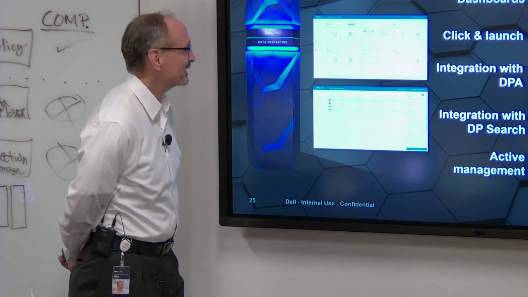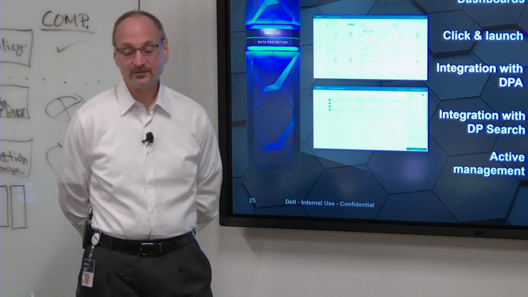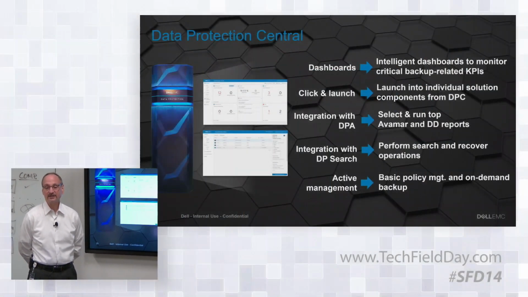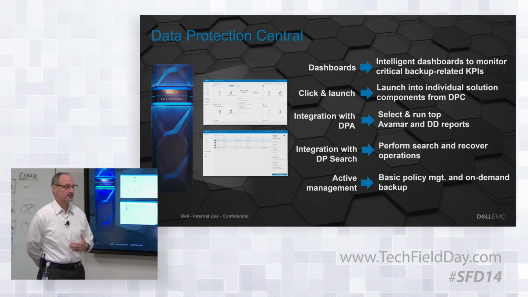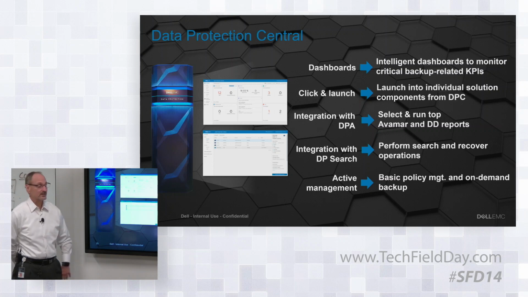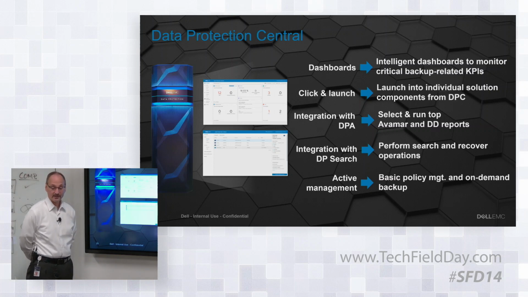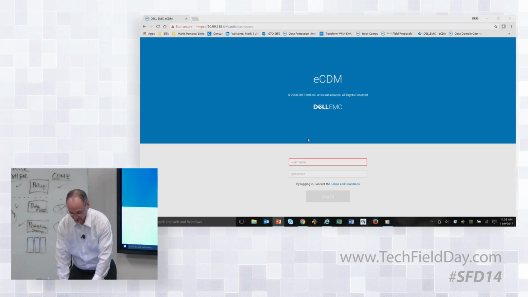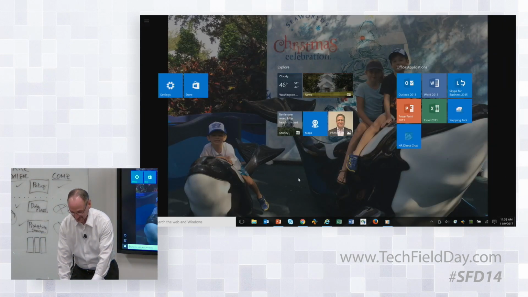Sure. Okay. And then we also have some active management. So the idea in the active management is, again, to mitigate the need to have to go to the native element manager so that you can do things like policy operations, search and recover operations, as well as being able to do on-demand backups. So from there, I'm going to jump to the demo. And I did not want to go to ECDM first. Where am I?